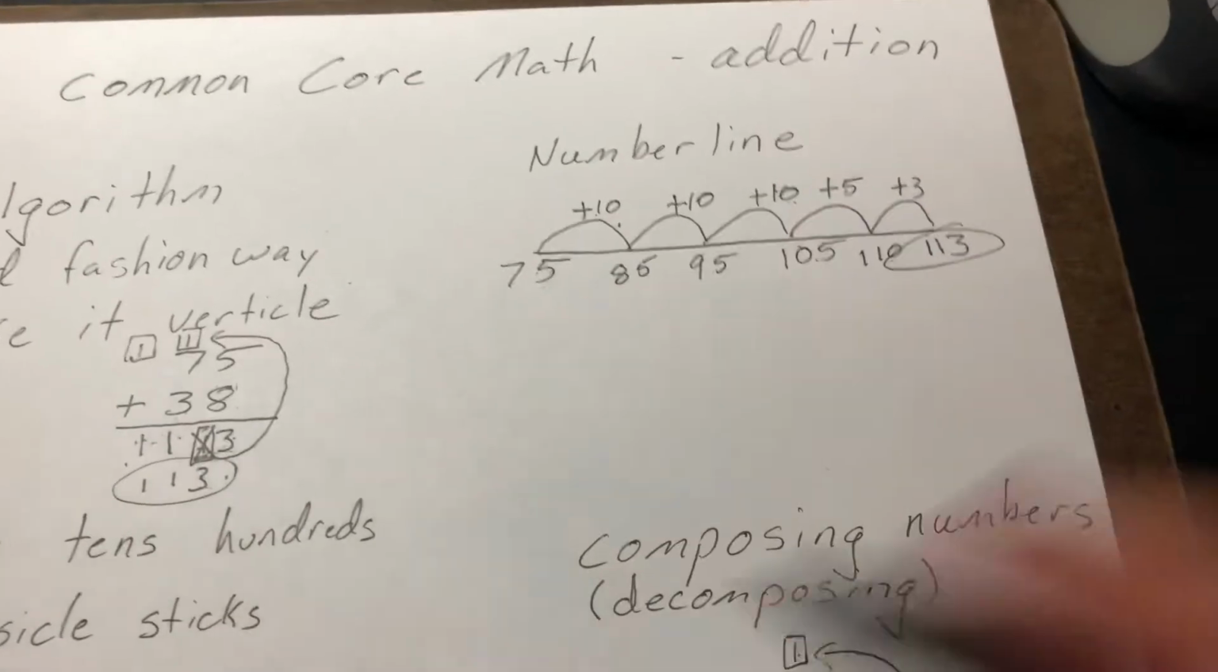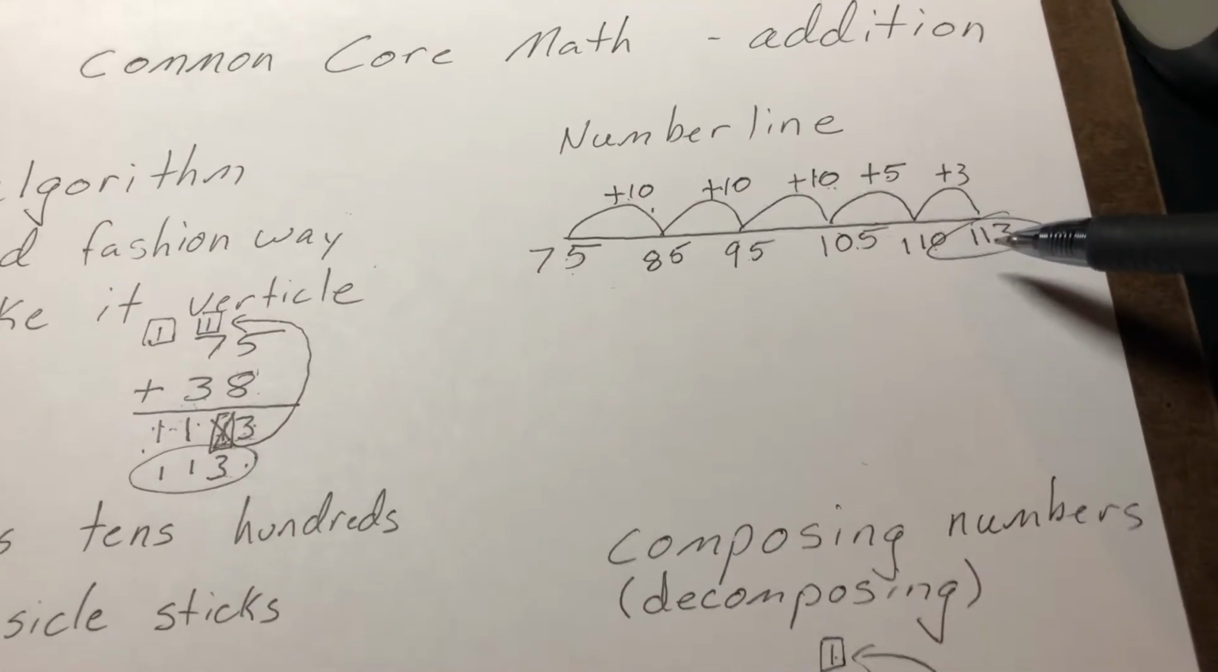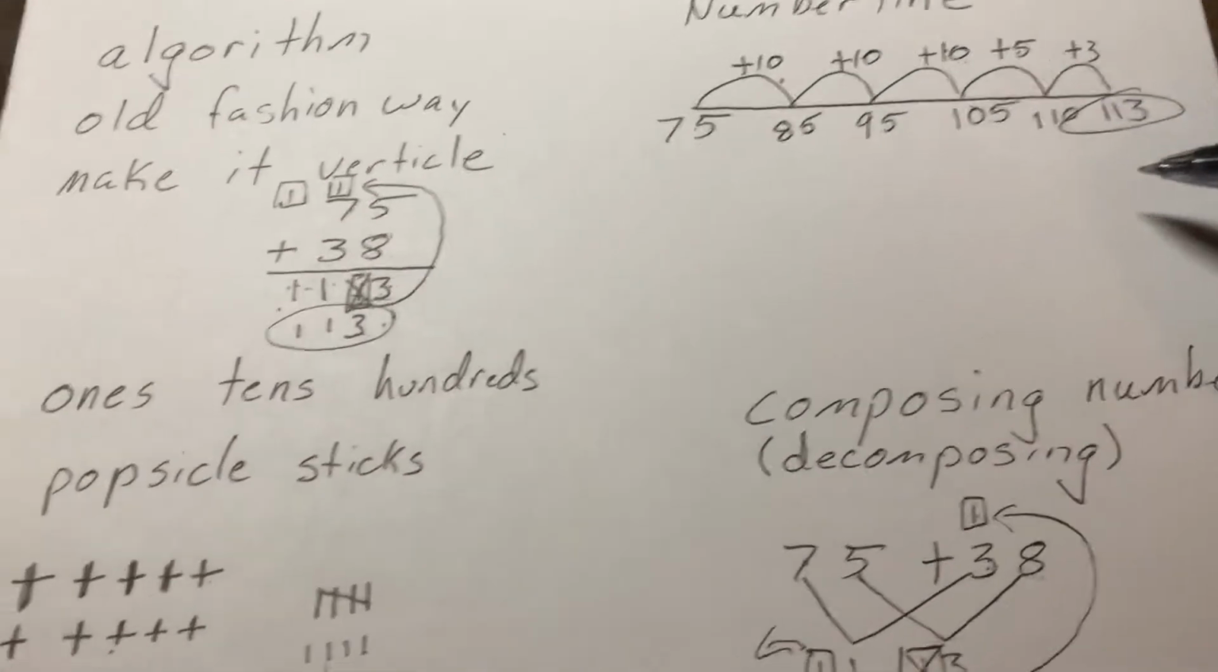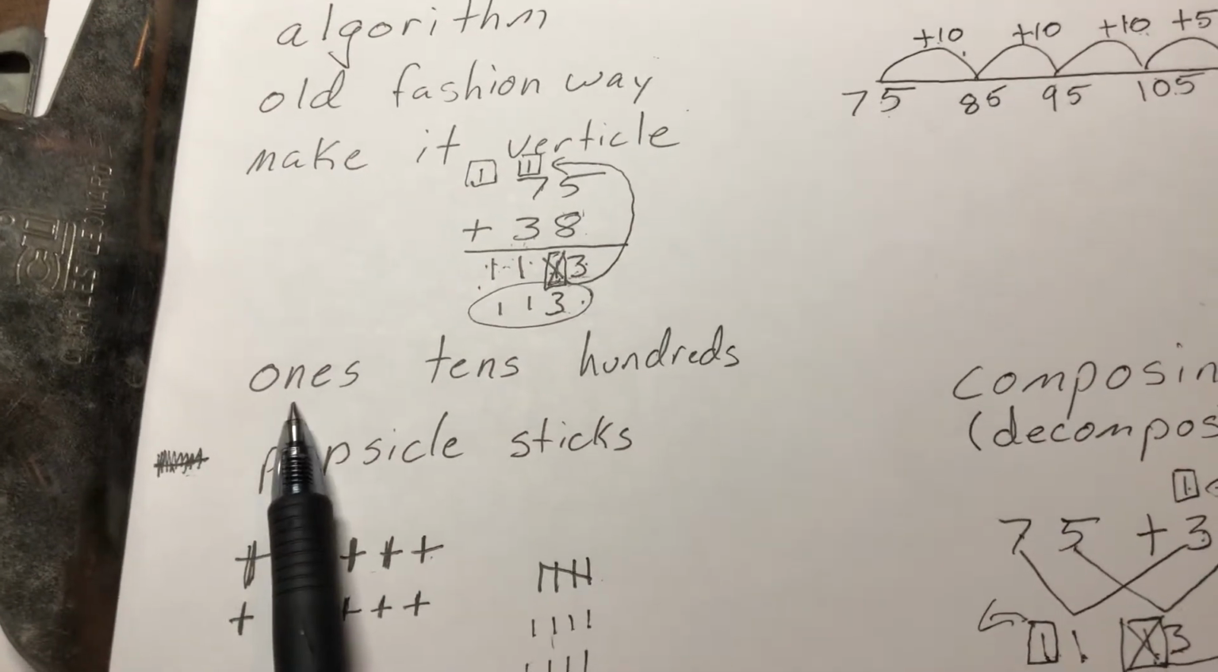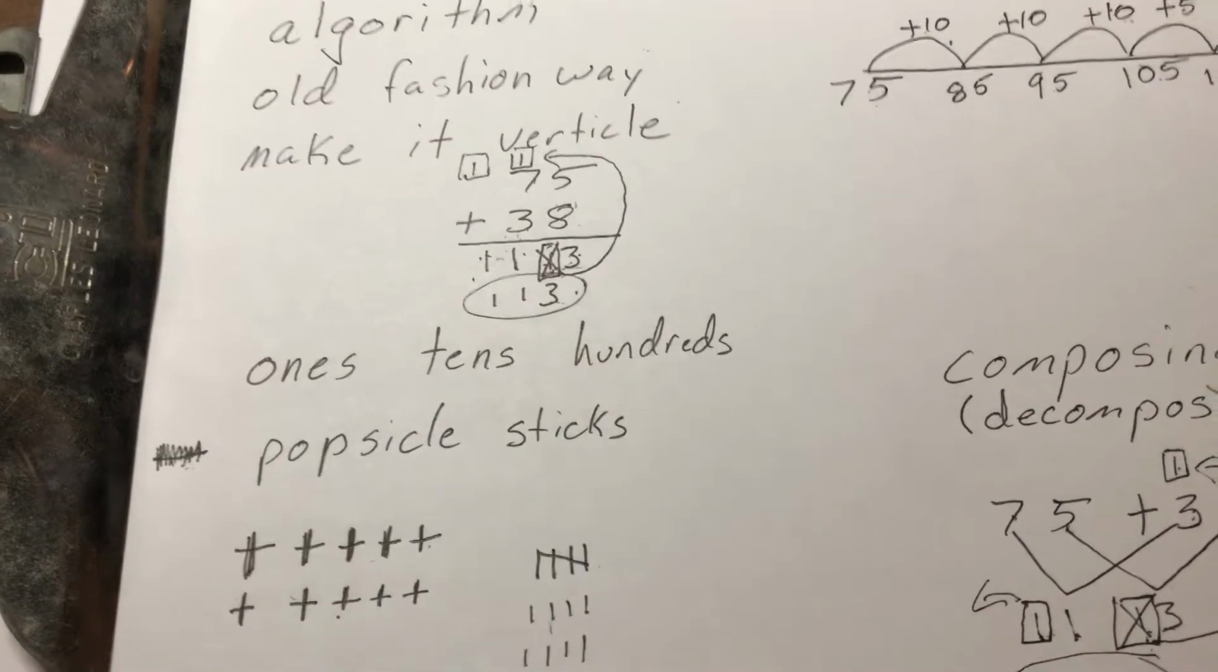So again, number line is very, very effective, especially the tricky subtraction ones. This really works well. Okay, on to popsicle stick method, which is what I call it in my class. This is really working with ones, tens, and hundreds and bundling.